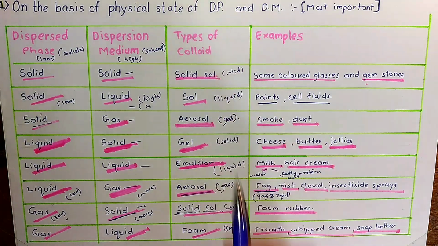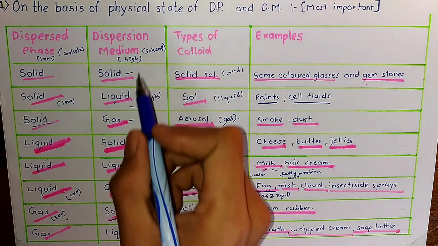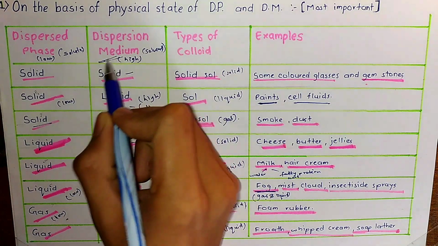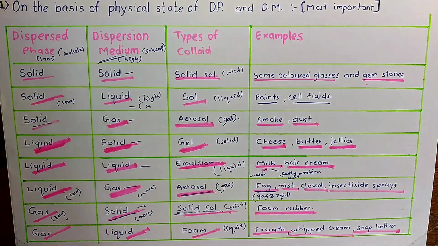The type of colloid depends more on the dispersion medium, because the dispersion medium is always high in quantity as compared to the dispersed phase.